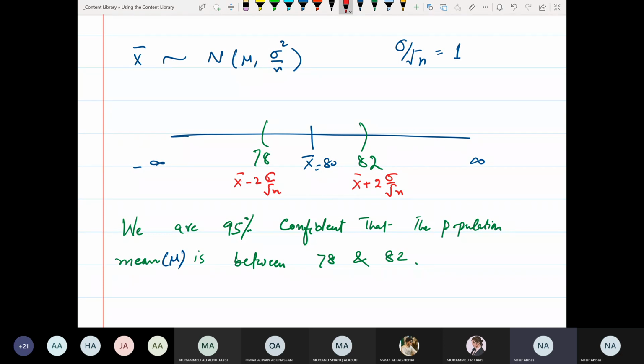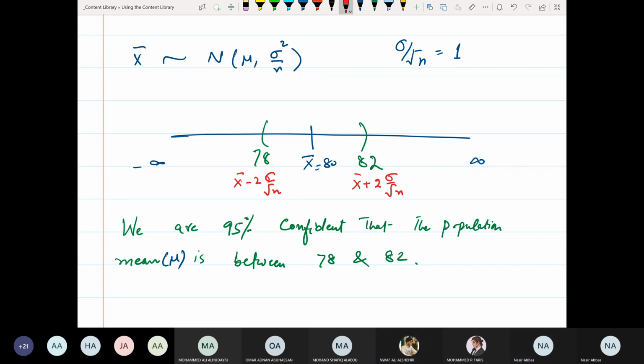Nawaf Ali. Doctor, what is the difference between the word confident and probability? I will talk about this one. By the end of the class, if I don't talk about this one, let me know.